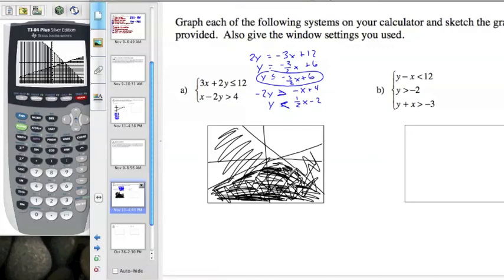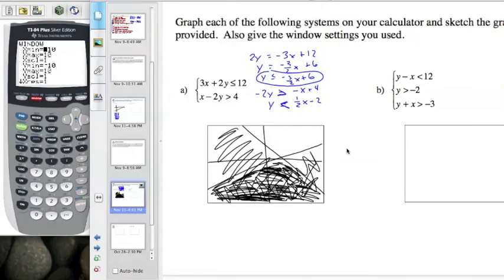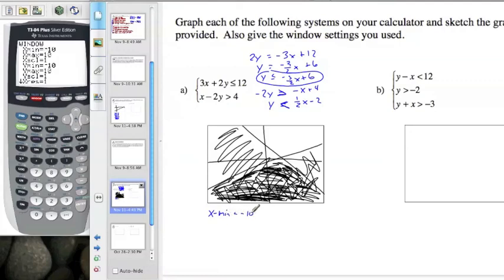Okay, so the only thing that's left to do is write in my window values. So I'm going to go back here, click on window. I'm pretty sure it was the standard. So it should just be x min -10, x max 10, the x scale is 1, the y min is -10, the y max is 10, and the y scale is 1.